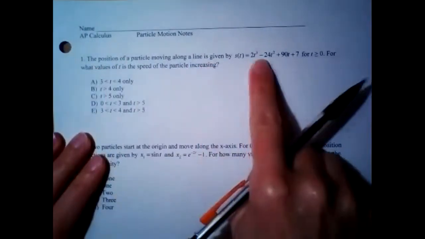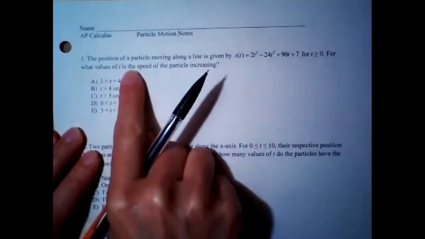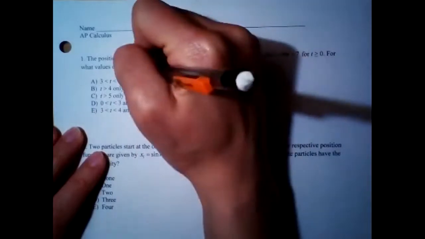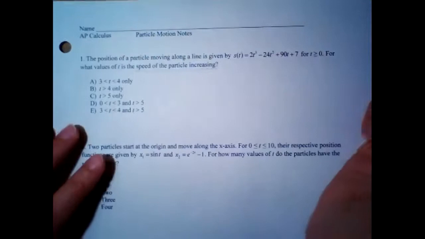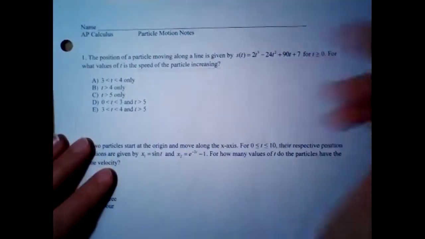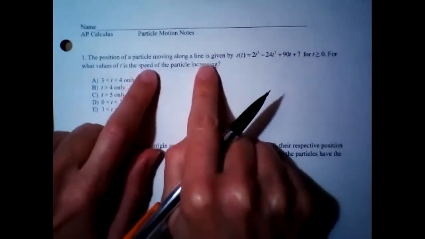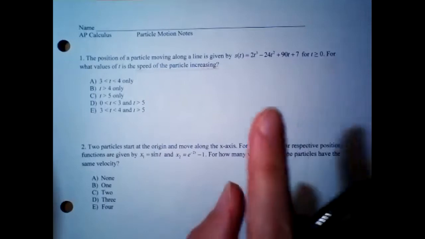All right, so first one, the position of a particle is given by this function, times are positive. For what values of time is the speed increasing? All right, when we look at speed, you have to look at both velocity and acceleration. You can't just look at one or the other, all right? So speed increasing, what does that mean about velocity and acceleration?